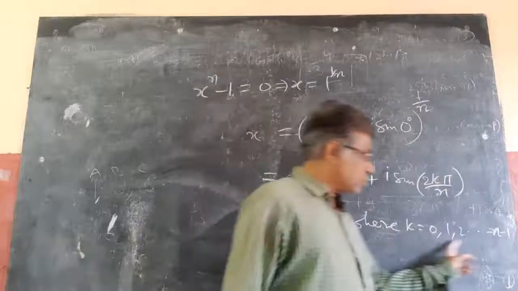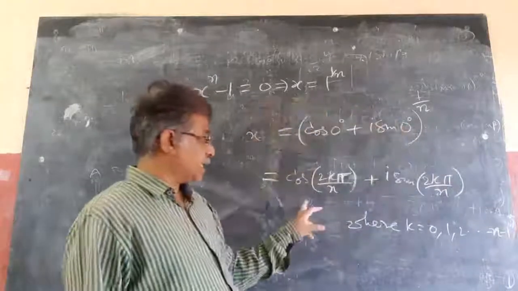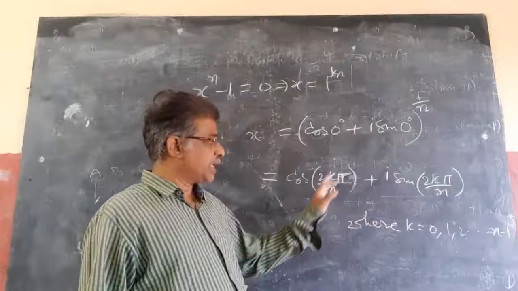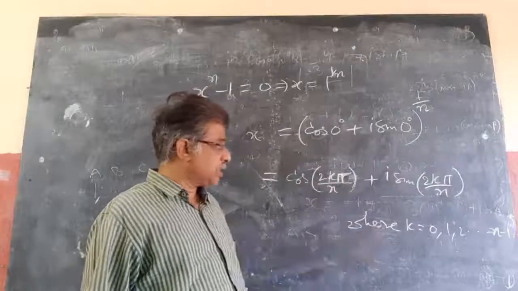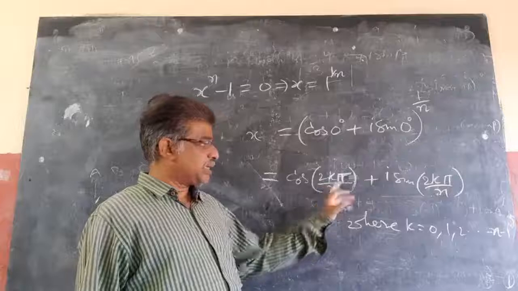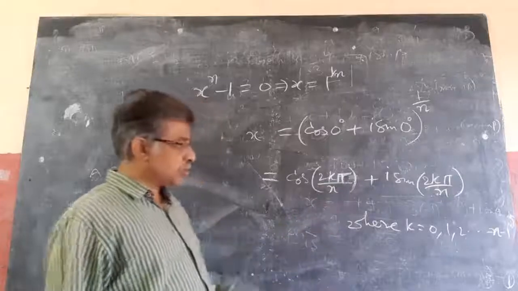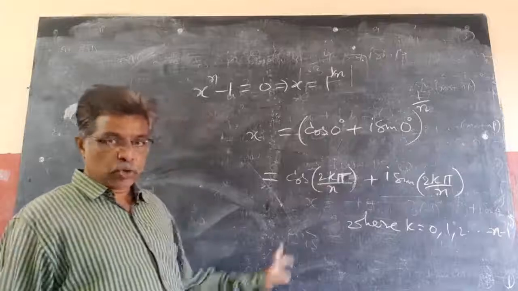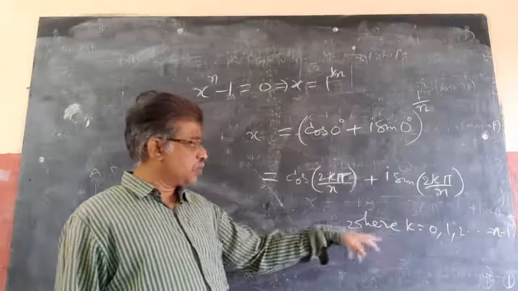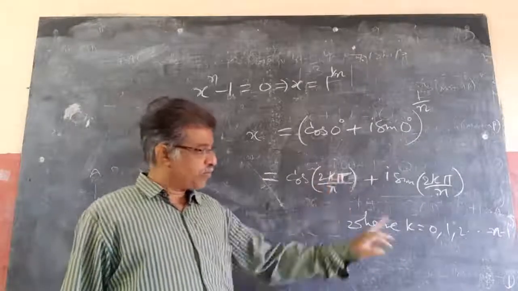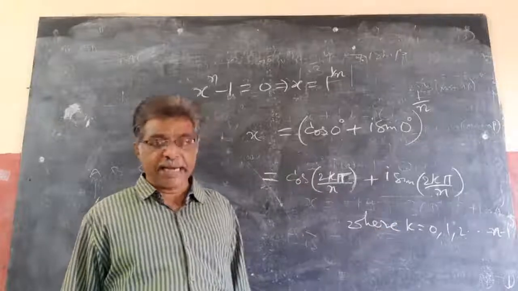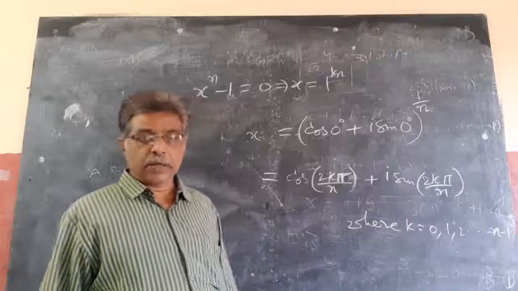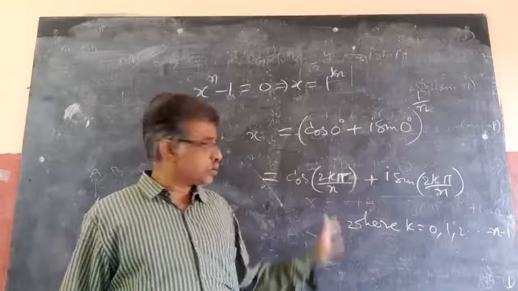These are the nth roots of unity. Cos 2π/n plus i sin 2π/n. If k is 0, cos 0 plus i sin 0 is 1. So roots are 1, cos 2π/n plus i sin 2π/n. Next if I substitute 2, 4π/n. If I substitute 3, 6π/n, and so on, these are the nth roots of unity.